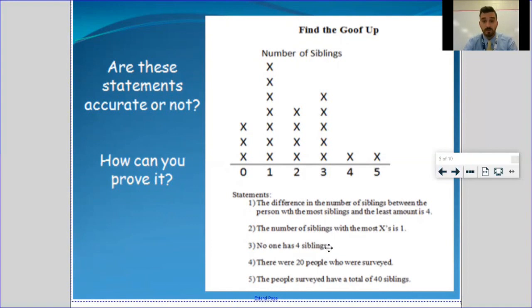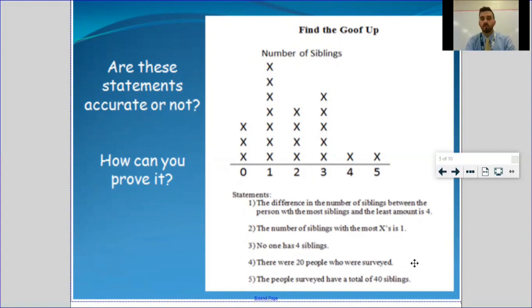All right, so with number 2, it says the number of siblings with the most X's is 1. You can kind of just do the eyeball test on this one. The number of siblings with the most X's is 1. That is accurate. All right. Number 3 says no one has 4 siblings. Again, eye test. Look at your data, look at your line plot, accurate or inaccurate. That one would be inaccurate. You do have one person who has 4 siblings.